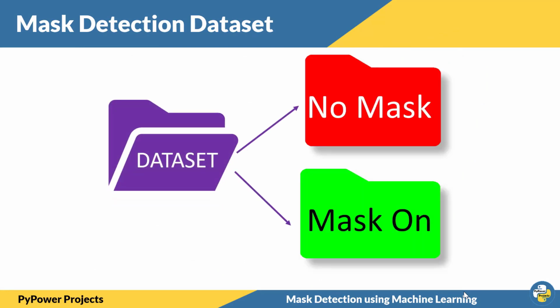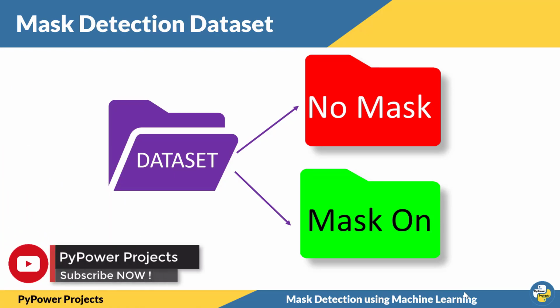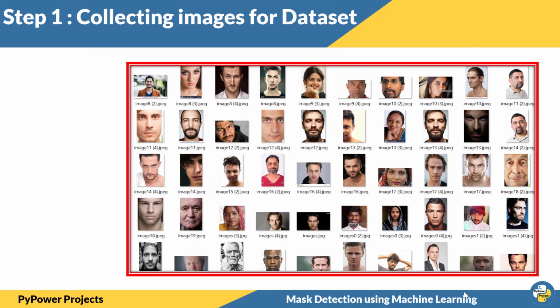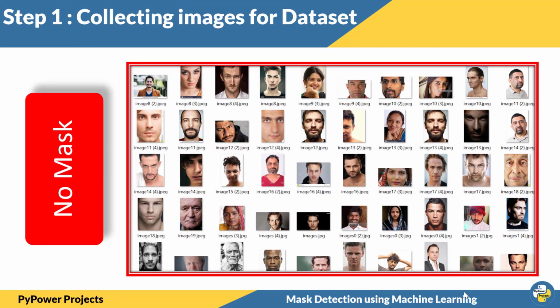For the dataset, we have 2 categories, or we can say there are 2 classes. First is no mask and second is mask on. In no mask, we are going to give those images in which the person has not worn a mask on his face, and in the second category, mask on, we are going to give those images in which people have worn a mask on their face. So this is step 1.